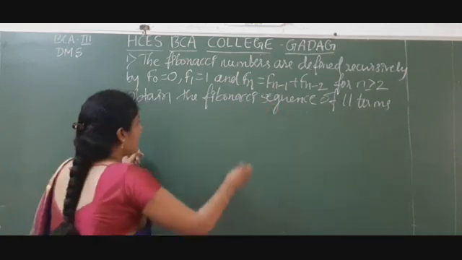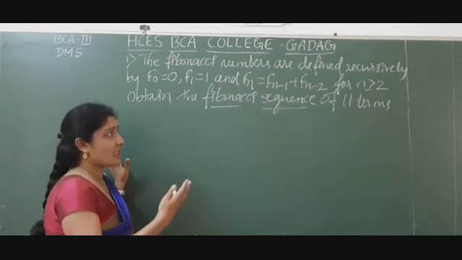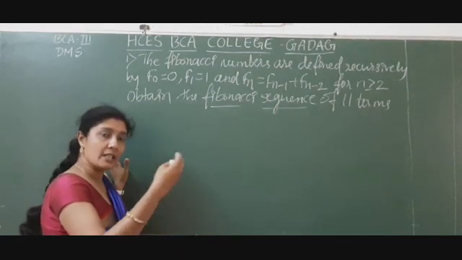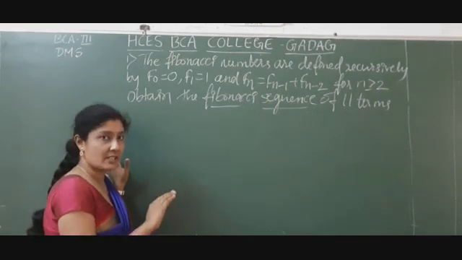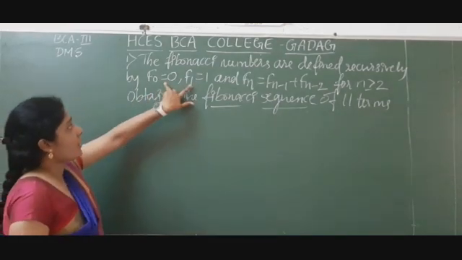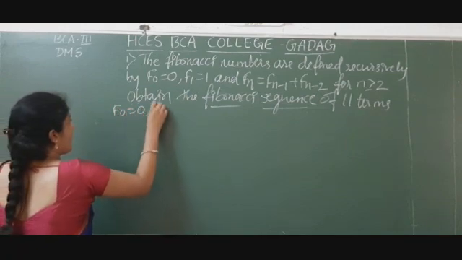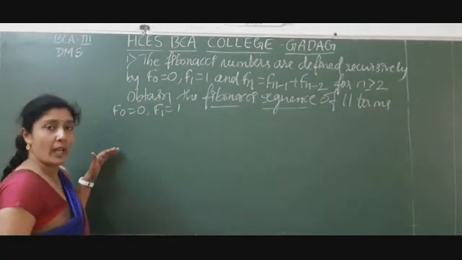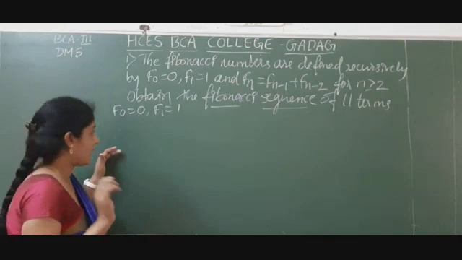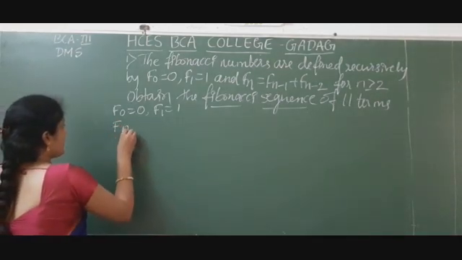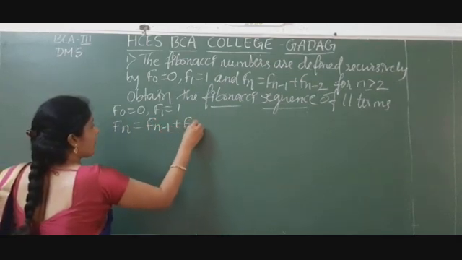Okay. So if you know the basic concept of Fibonacci sequence, what is Fibonacci sequence? This is nothing but the sequence of numbers where the next number is obtained by summing the present number with the previous number. So already they have given the first two numbers. Okay. So f0 is 0 and f1 is 1. Now we have to calculate f2, f3, f4 and up to 11 terms, that is f9. So Fn, we have the given formula Fn equal to Fn minus 1 plus Fn minus 2.